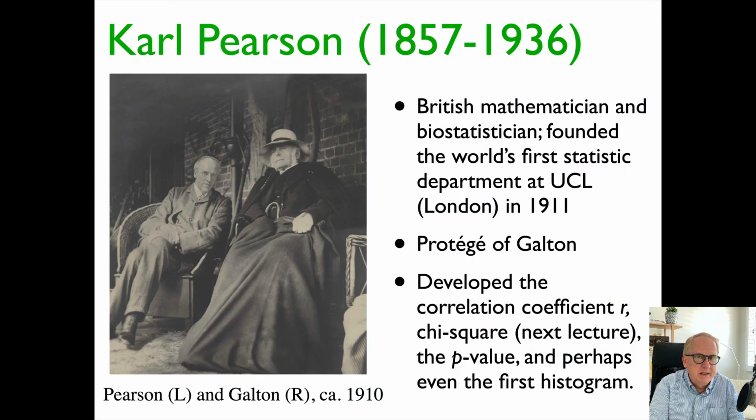Carl Pearson, who lived from 1857 to 1936. In fact, there's Pearson on the left in this photo with Galton on his right around 1910. So he was, like I said, a British mathematician and biostatistician. He ended up founding the first statistics department in the world at University College London in 1911.